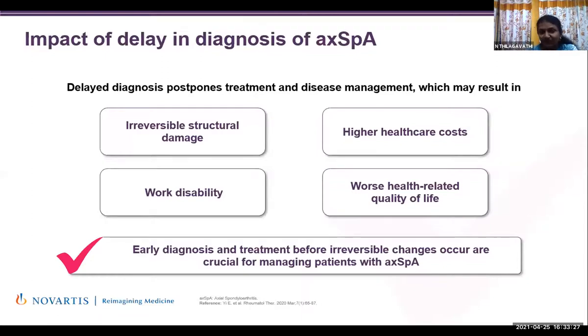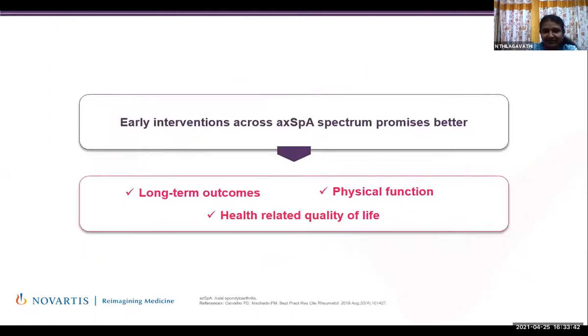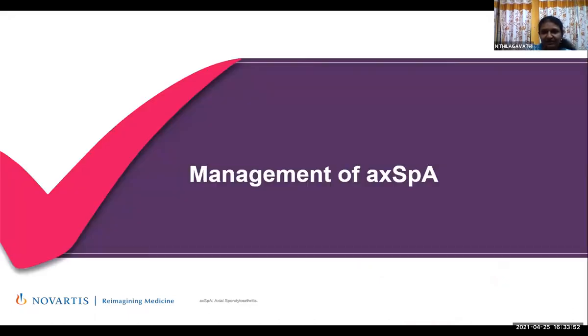This will affect his work, his quality of life will be affected, and of course the healthcare cost will be higher. So all these things will be affected if there is a delay in diagnosing ankylosing axial spondyloarthritis. Early intervention is a very important, promising factor in diagnosing and giving the patient a better quality of life.